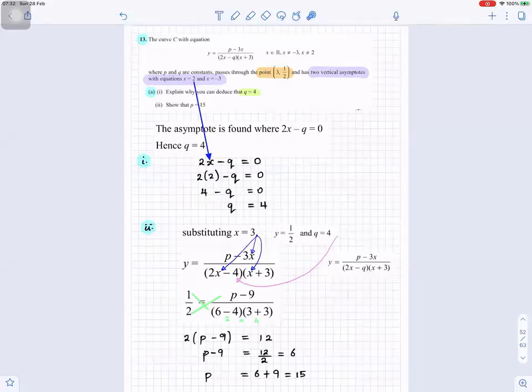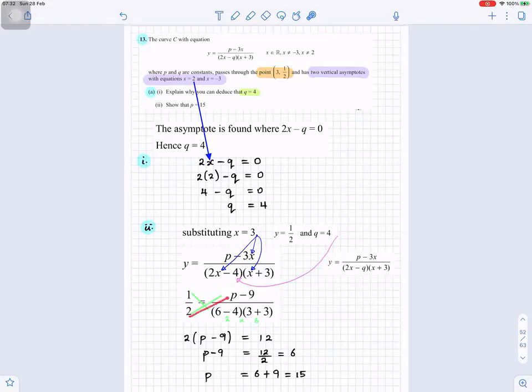Part B says, show that p is equal to 15. We substitute x equals 3, y is equal to a half, and q is equal to 4. So you follow those blue lines, x equals 3 there, x is 3 there, and then y equals a half, and q equals 4. So you simplify that and you cross multiply.